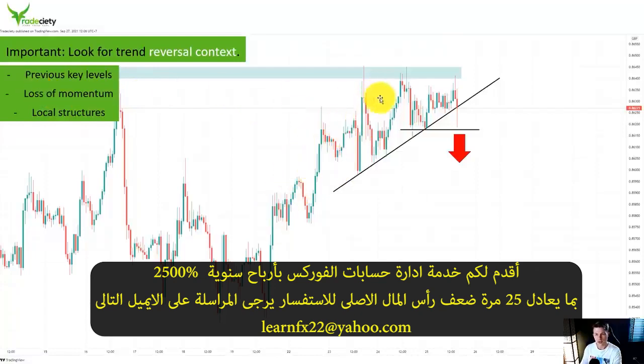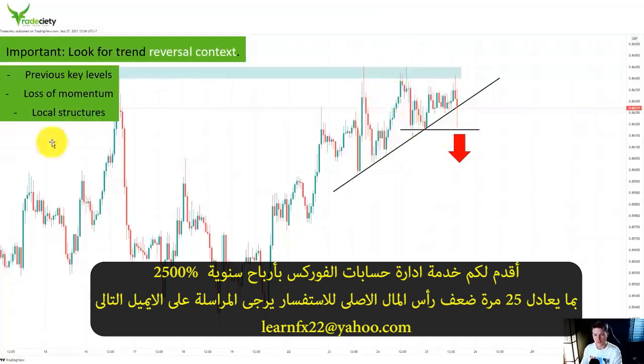We also have the component of loss of momentum. Whereas previously the market was always able to make higher highs very easily, here the market is struggling. We are not able to make higher highs. Here we are even starting to make lower highs. This is very important. At this point, the market still is making higher lows. So we have technically not completely broken the trend structure, but we are not able to break into new highs.